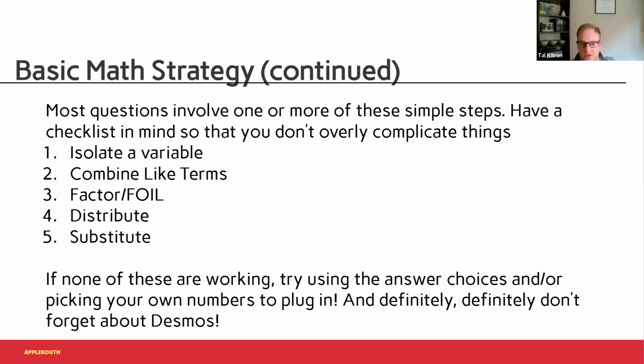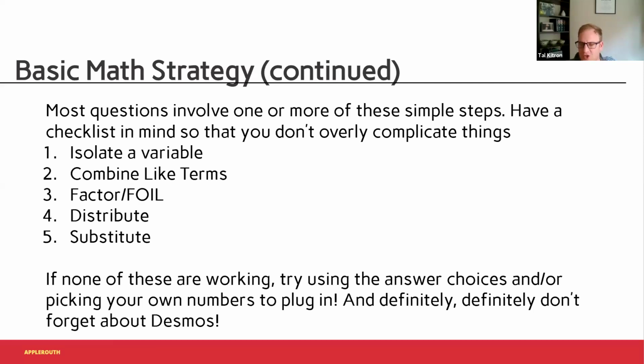It's the basic algebra of isolating a variable, right? Combining terms. So, 3x plus 4x is 7x. Factoring and foiling, which we almost never have to do thanks to Desmos. But then with simple math like distributing, substituting, right? Often we're plugging in points or something in for x.